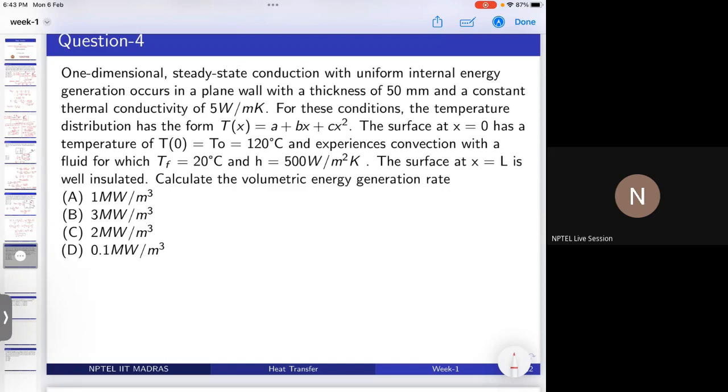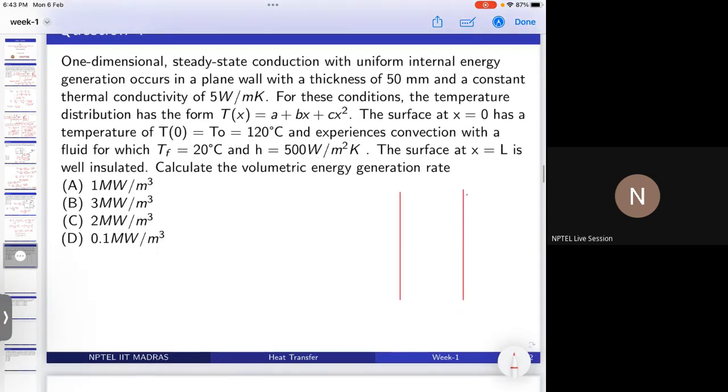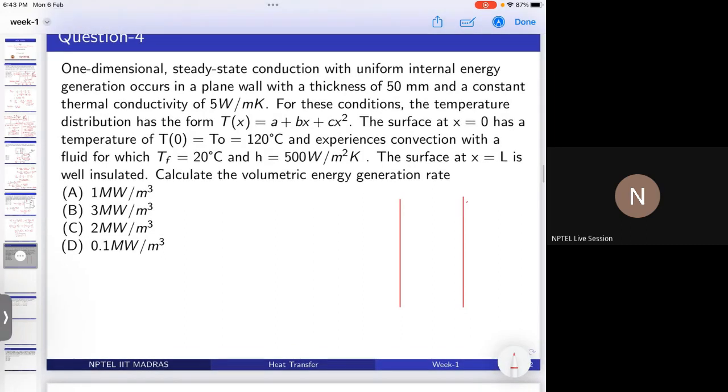So I will just draw the schematic so it may be helpful for you. When you get a question, try to draw the schematic. So we have a plane wall, and one surface, I'm taking this surface as insulated. And here we have a fluid which is flowing, that is T_F, that is 20 degrees Celsius, and a heat transfer coefficient of 500 watts per meter square Kelvin.